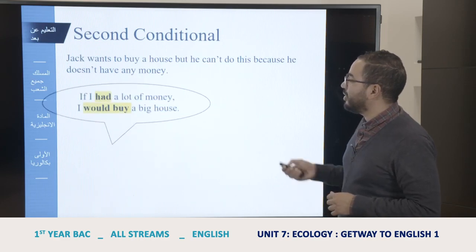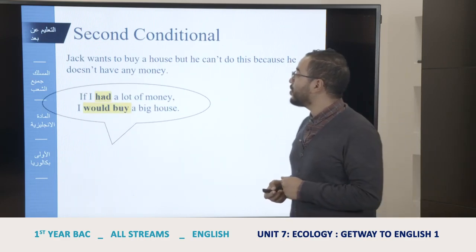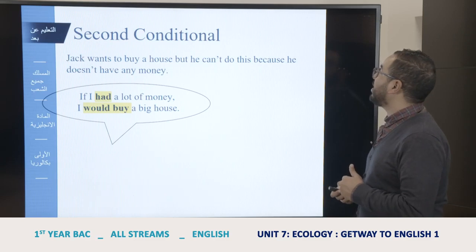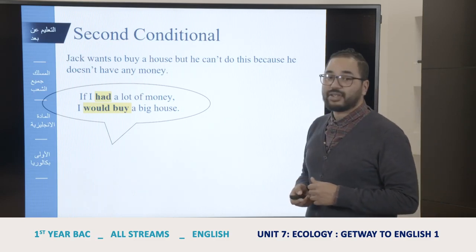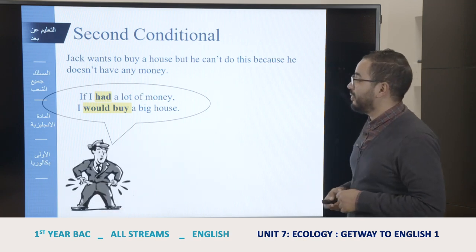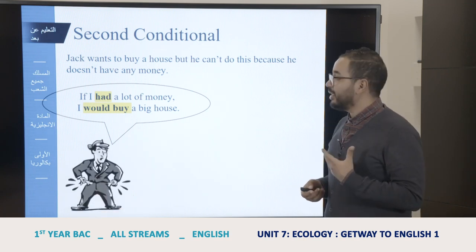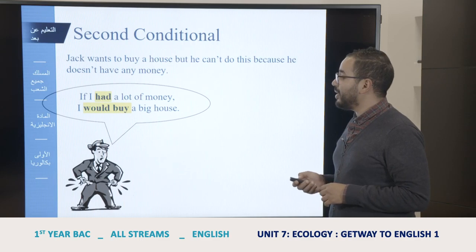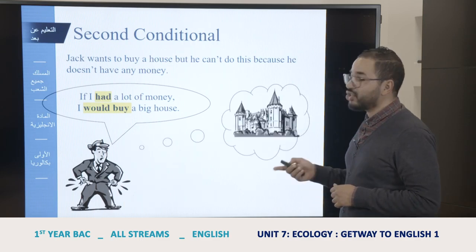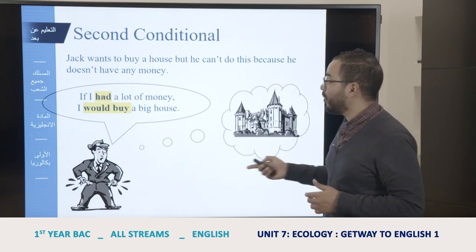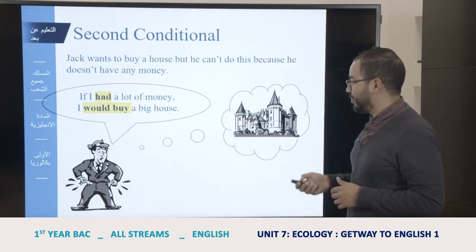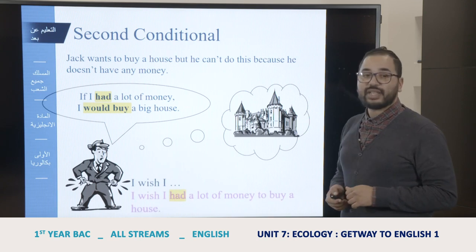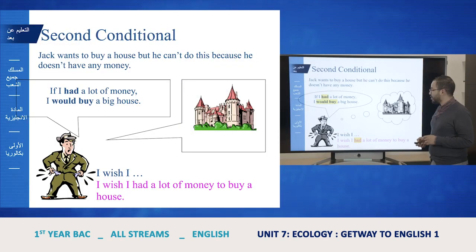Second conditional here, there's another situation. Jack wants to buy a house, but he cannot do this because he doesn't have any money. So if I had a lot of money, I would buy a big house. So that's what Jack would say. So if plus past plus would plus verb. Or we can use it as a wish. I wish I had a lot of money to buy a house.